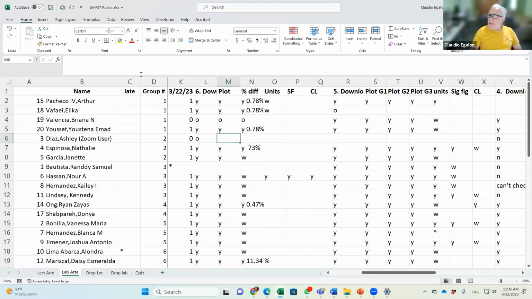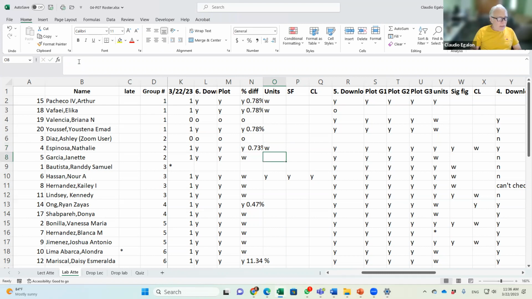Ashley, not here. Natalie, did you figure out what was the problem with the percentage difference? Yeah, 0.73. Okay, thank you. 0.73. What about the units? Did you work on the units as well? Yes, and the sig figs. Oh, wait a minute. That's Janet, right? Let us finish with Natalie here, Janet, and I get to you. Did you finish the units, Natalie?